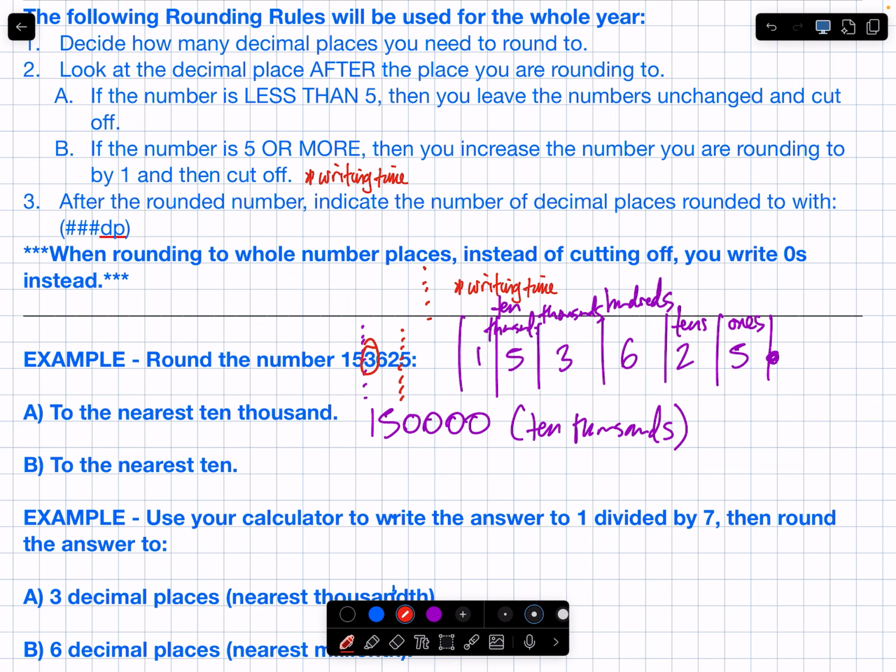5. I'm looking at the number after, so I look at 5. Is that less than 5 or is that 5 or more? 5 or more. So according to the rule, what do we do? You increase the number you're rounding to by 1. So what's 2 going to become? 3. And then I cut off. So your answer is going to be 153,630, bracket, 10s.